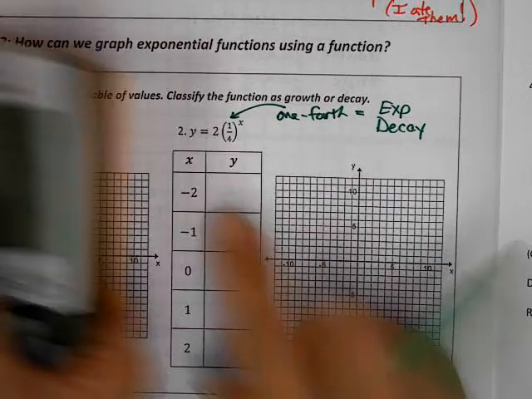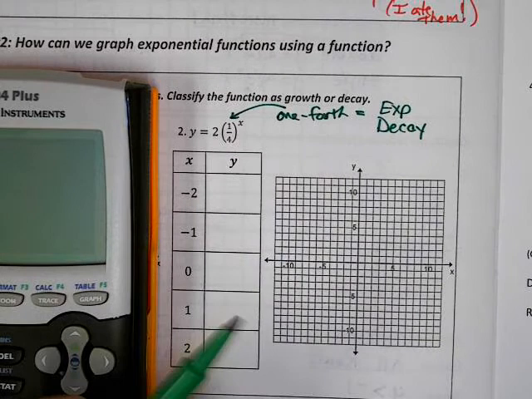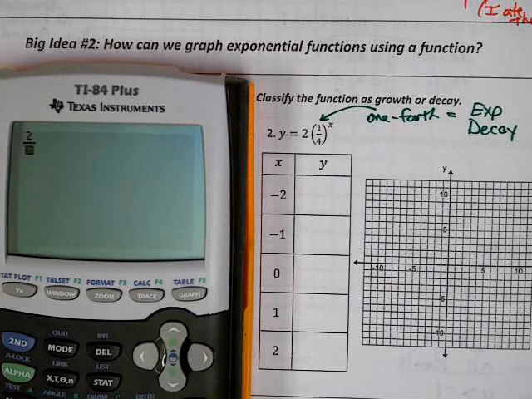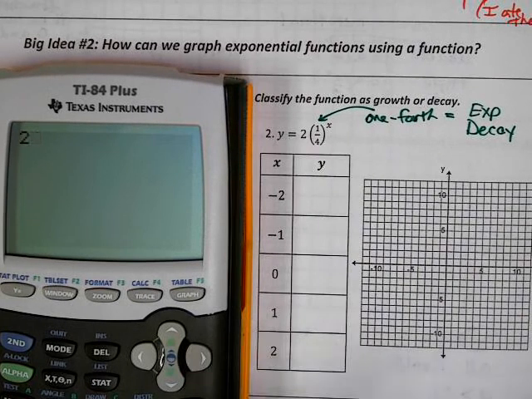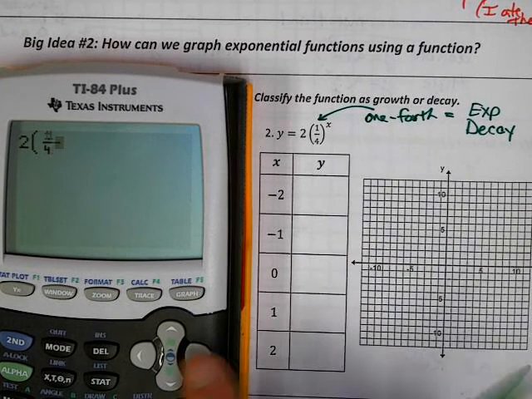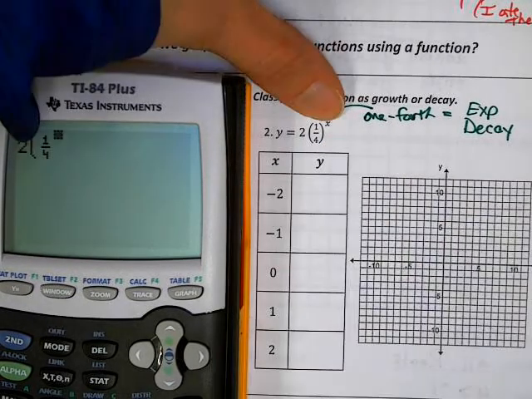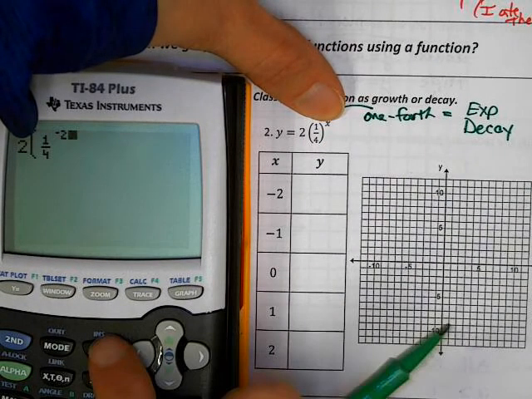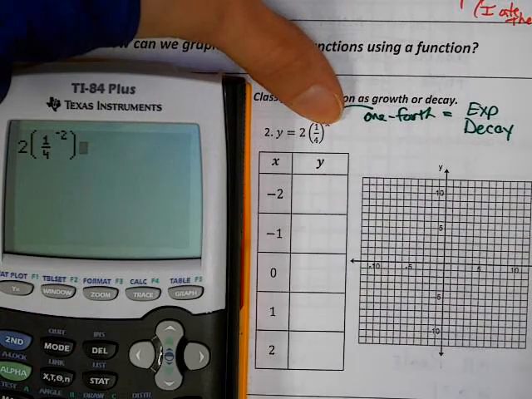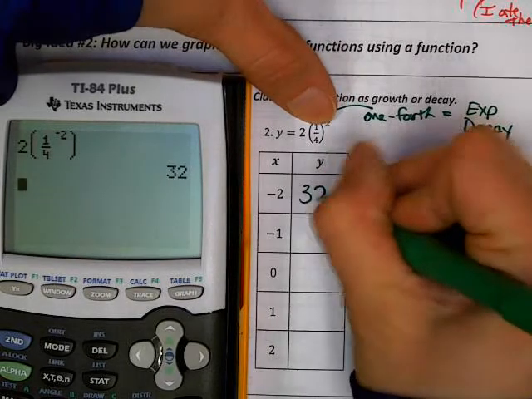So we're going to plug these values into the equation. I'll use the alpha y equals, and get that fraction button. 2 times fraction 1/4, and then the power. The first power that we type in for x is -2. Let's get our calculator. If you have calculator typing questions, make sure you ask me. The first value is 32.